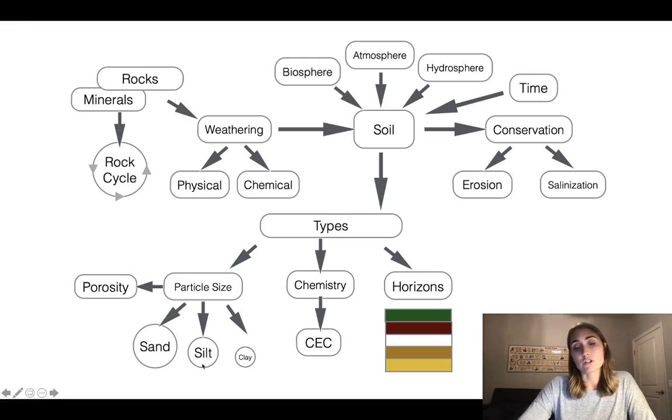Now, this other portion of the diagram, the porosity, the particle size, this is going to be actually classifying soil as a specific type of soil. This is what we're learning about next. This is 4.3, so stay tuned for that. And then this is also part of 4.3, that is the cation exchange capacity, and again will contribute to a property of soil.